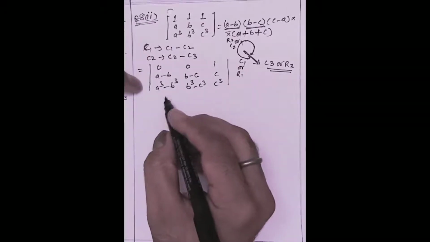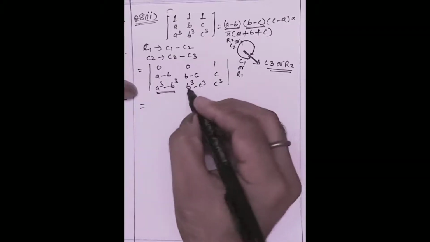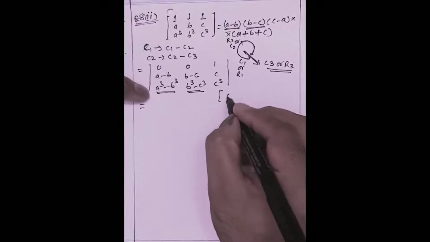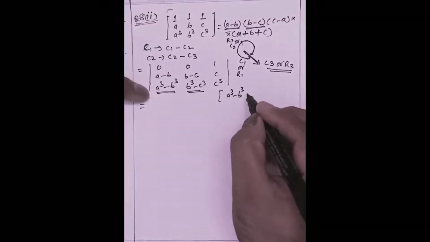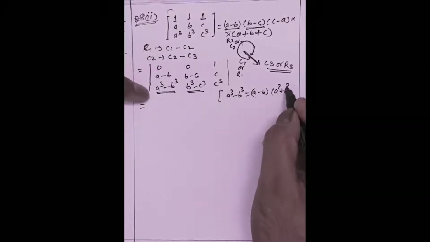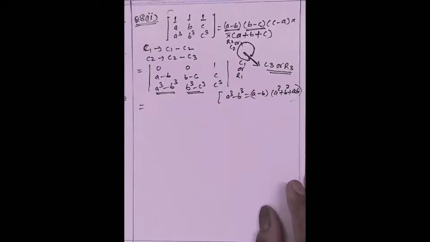Now the next question starts for you in this question only, that is how to factorize it. So you know A cube minus B cube is nothing but A minus B into A square plus B square plus AB. That we are going to use here.